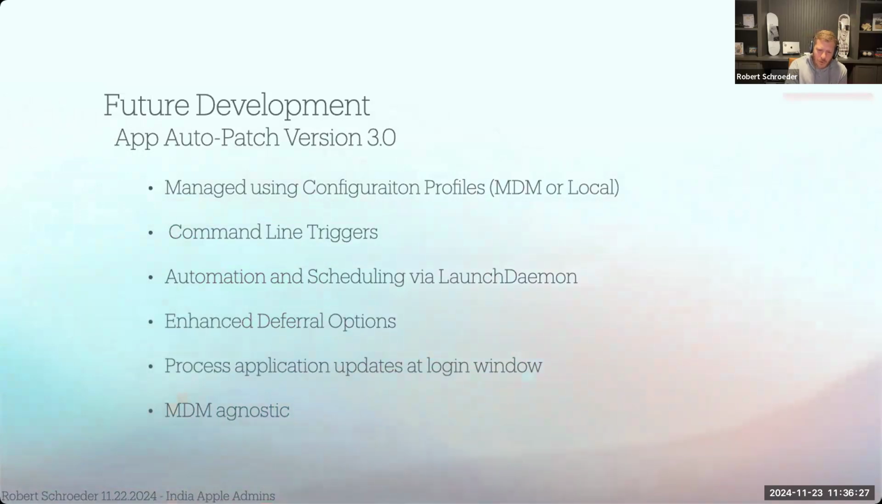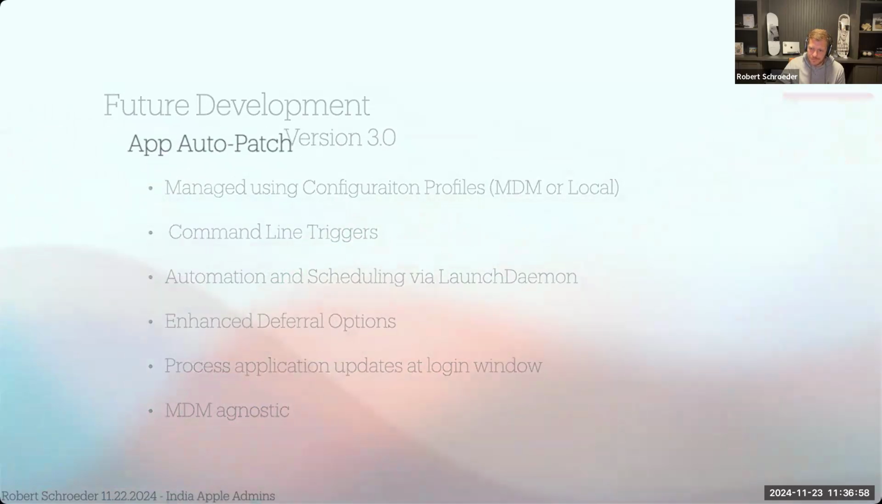We want to have enhanced deferral options, so things like scheduling when you want App Autopatch to patch your updates, things like that. And we also want to be able to process these updates if a user is not logged in, so be able to process the updates at a login window. Those are some of the bigger features that we're looking at with 3.0. Some of them are already in the 3.0 beta. Some of them are still yet to come. So that's some of the future development for App Autopatch.